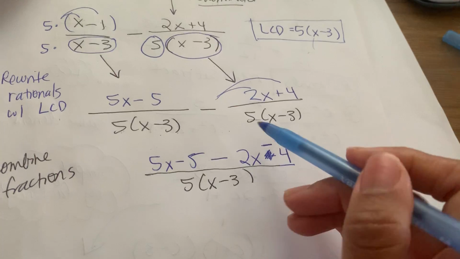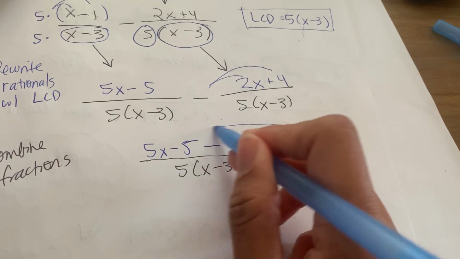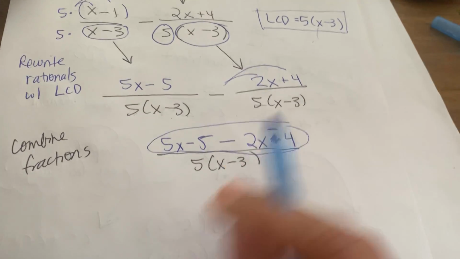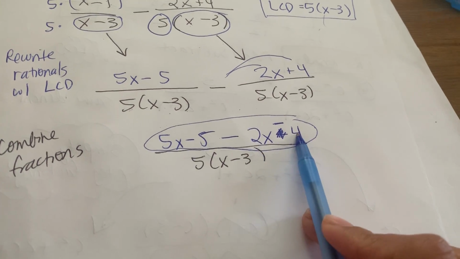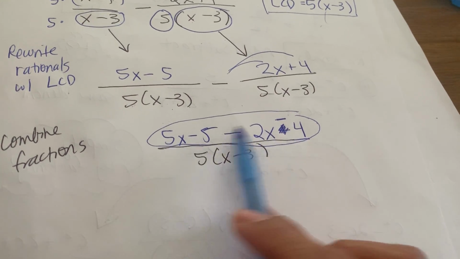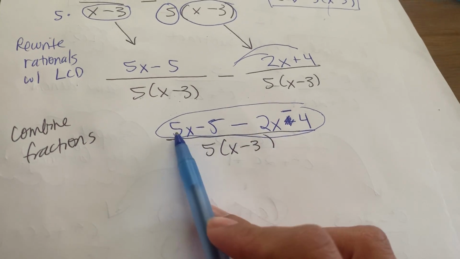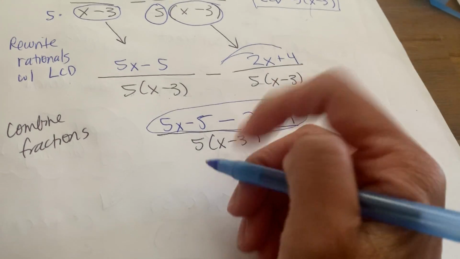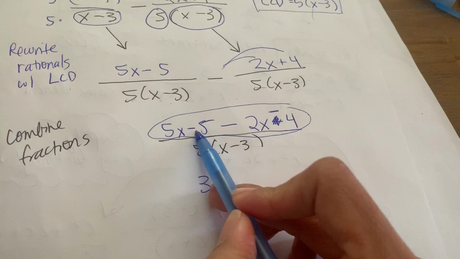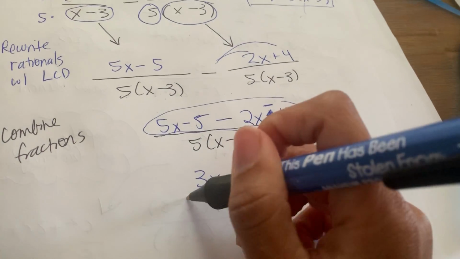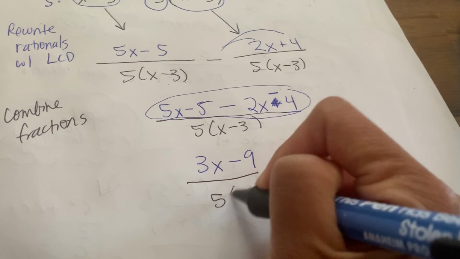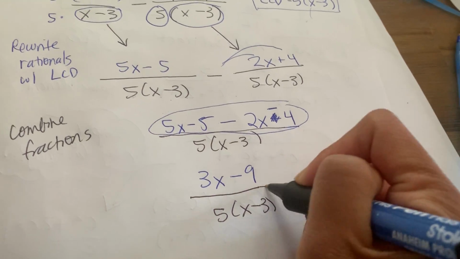All right, so now that I have that, before we try to cancel anything, let's just look at the numerator and let's simplify the numerator. Can I combine any of these terms? Are any of them like terms or like animals, as we would say in class? 5x minus 2x will give me 3x. Negative 5 minus 4 will give me negative 9. In the bottom here, I have 5 times x minus 3.